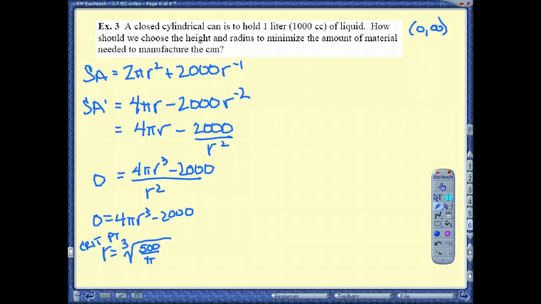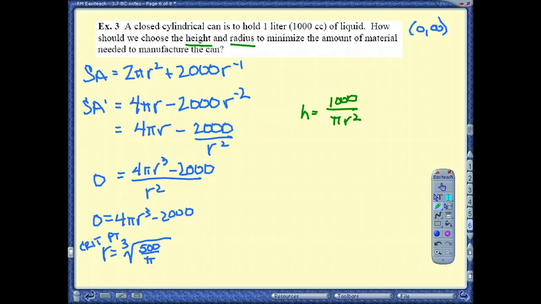Now, go back up to the original problem. We need to make sure that we're answering all those questions. So choose the height and the radius. We've got the radius. Now we need to find the height. Remember that the height is 1,000 over pi r squared. So we're going to put our r in there.